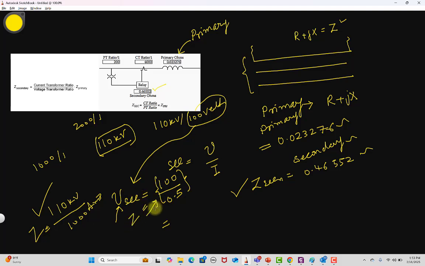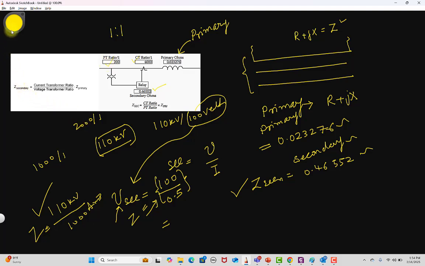Both have differences, and the difference is caused by the two instrument transformers. One is a current transformer, another one is a voltage transformer. They are transforming the voltage with different ratios. These are not 1:1 transformers. If these were 1:1 transformers, then the primary and the secondary would have been the same values. But these are basically instrument transformers with different ratios.